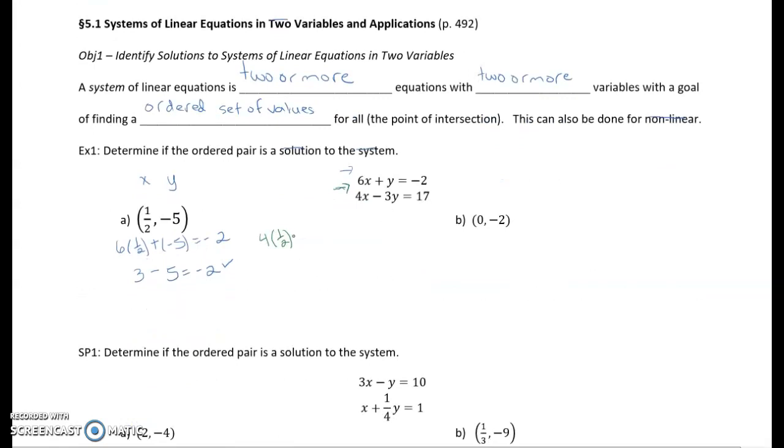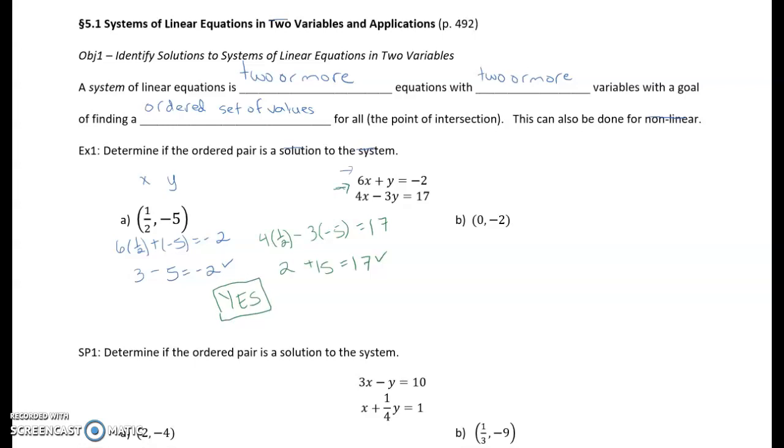4 times 1/2 minus 3 times -5. And I want to see if that equals 17. So 4 times 1/2 is 2. -3 times -5 is positive 15. Does that equal 17? Yes, it does. As soon as you verify yes or no for both, again, you can stop. You don't have to keep going. If they both work, the answer is yes. If one or both do not work, the answer is no.